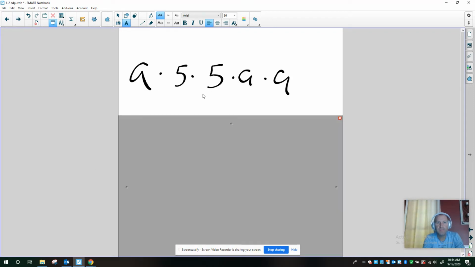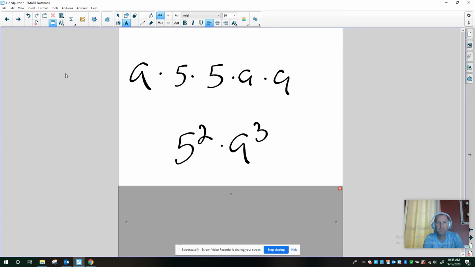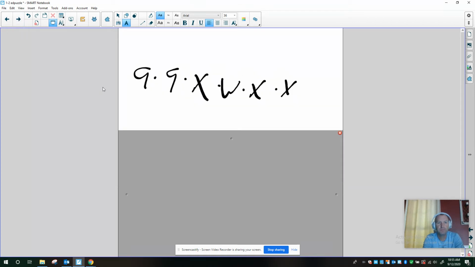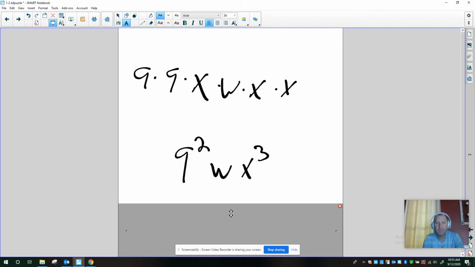A times 5 times 5 times A times A. We're going to write the coefficient 5, which has two of them, to the second, and then A to the third. Also note that they're both being multiplied together. 9 times 9 times x times w times x times x. Again, the coefficients go first as 9 to the second times w times x to the third. The powers indicate how many bases there are.